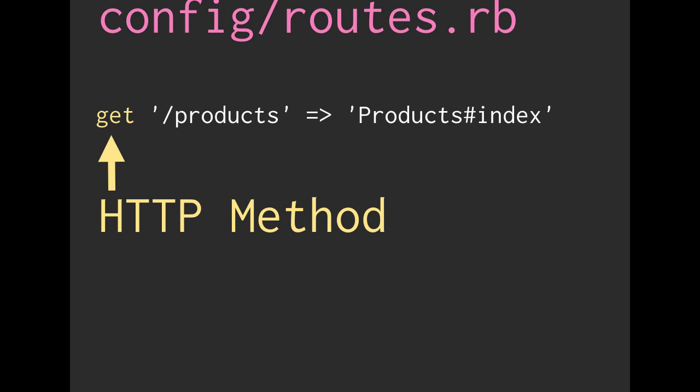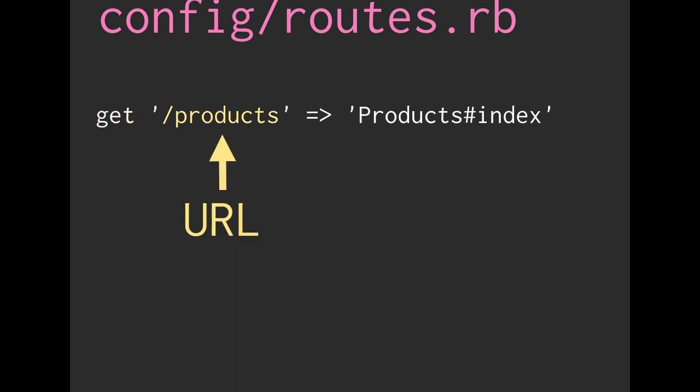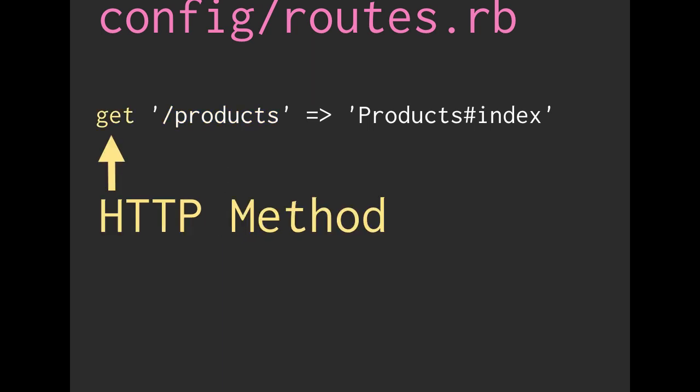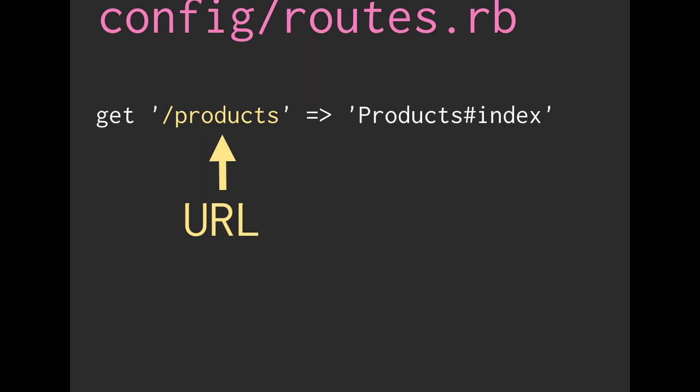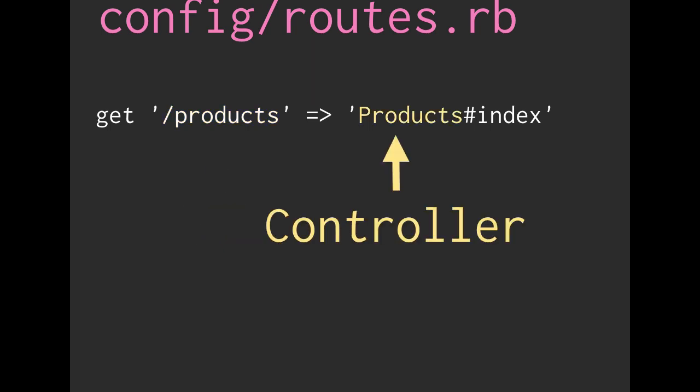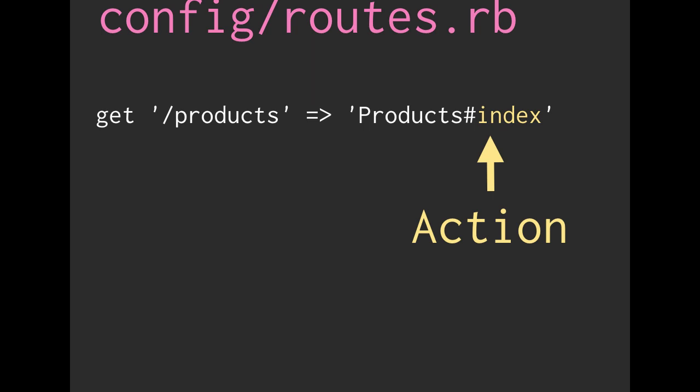On the left-hand side, this is going to be our HTTP method. So we're going to be using our GET method with HTTP. And our URL, or the path actually in this scenario, is going to be just slash products. We are then telling Rails that the combination of method and URL maps to, so we have this hash rocket, so that maps to a controller and an action.